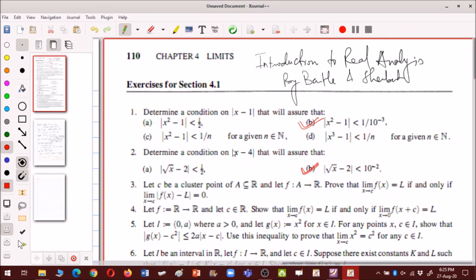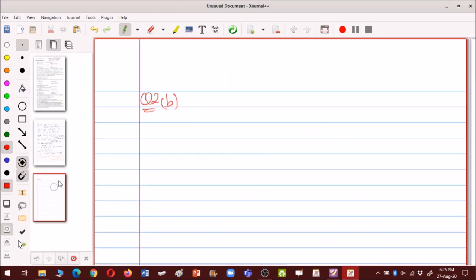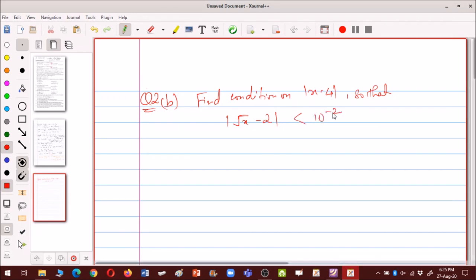And what is the question? I have to determine a condition on x minus 4 so that root x minus 2 is less than 10 to the power minus 2. So find the condition on x minus 4 so that root x minus 2 is less than 10 raised to the power minus 2.